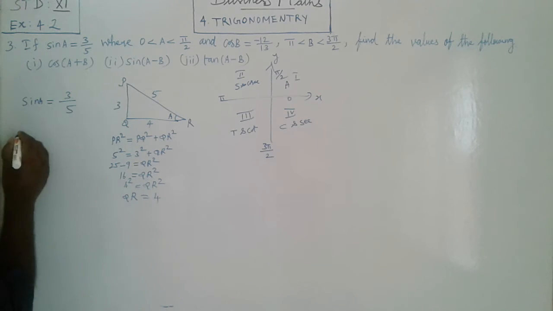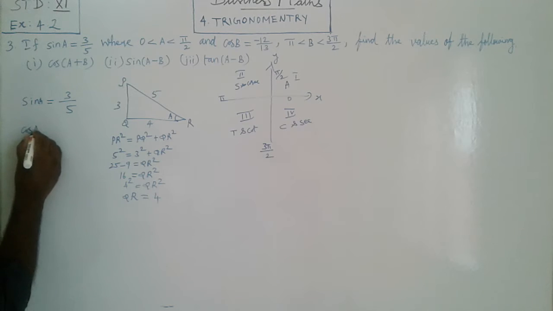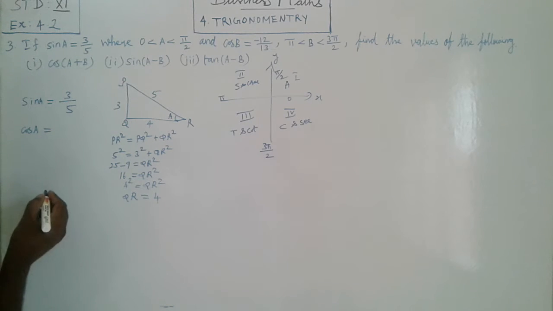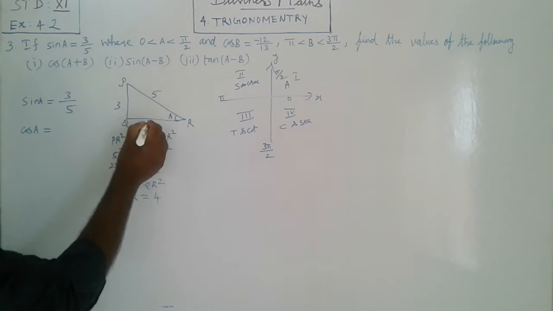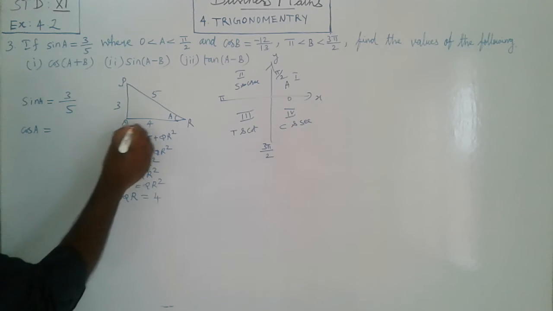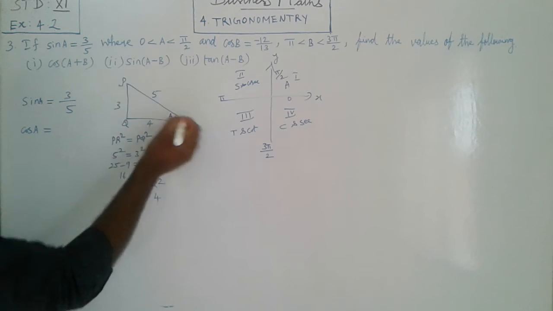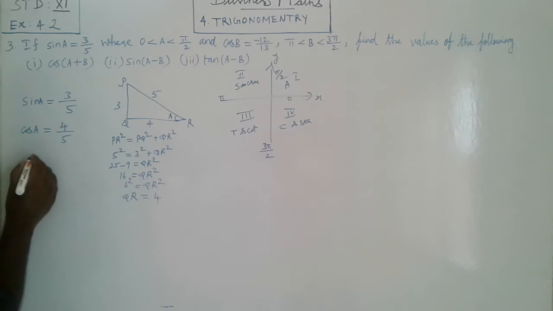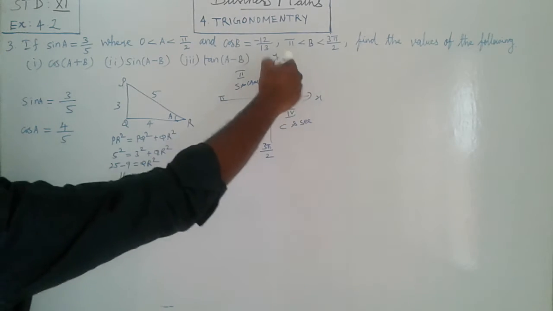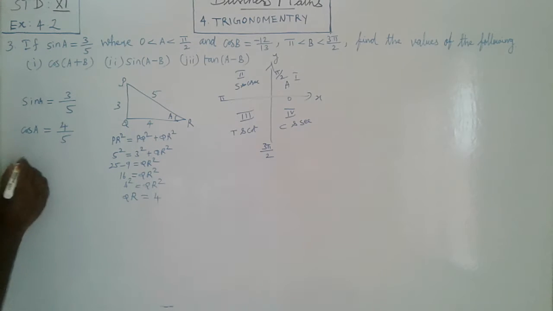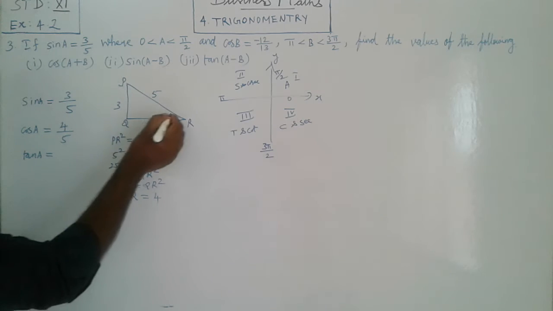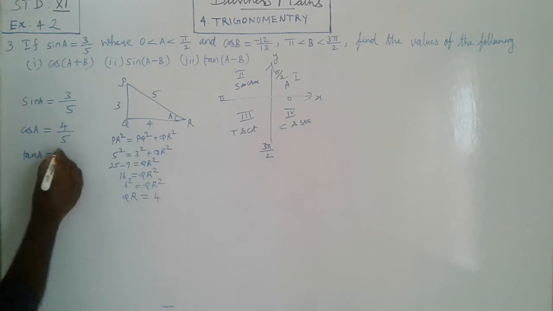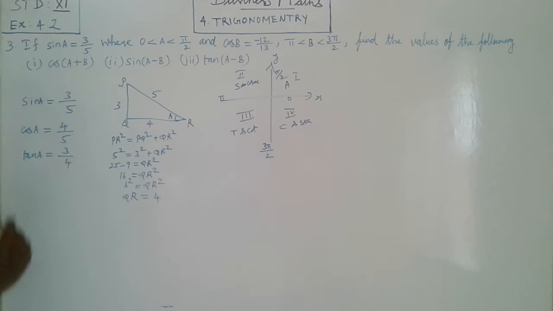Sine A is given. Cos A we should find out. Cos A is adjacent divided by hypotenuse. So what is the adjacent? QR divided by PR. So 4 divided by 5, positive. All the values are positive in the first quadrant. Tan also positive. Tan A equal to opposite divided by adjacent, so 3 divided by 4 is the tan value.